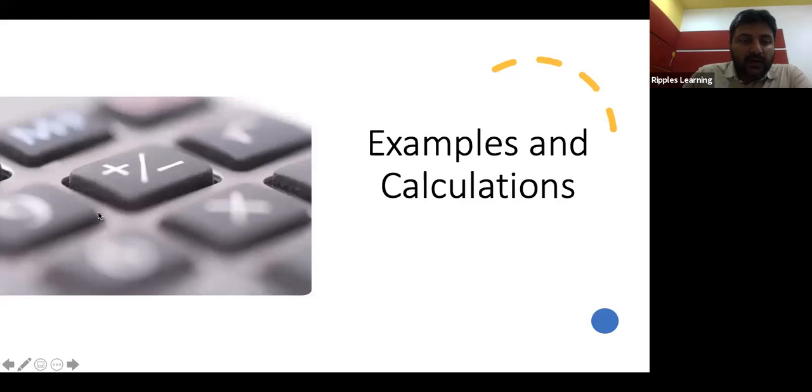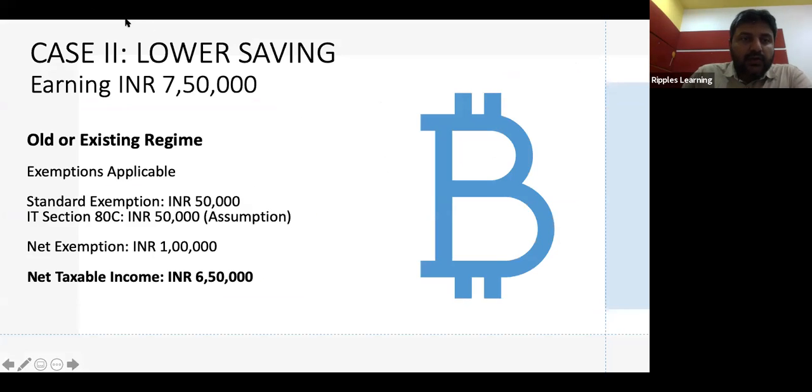Okay. Now, coming to, actually, this is case 1, not case 2. Let's talk about case 1, where a person is saving less.